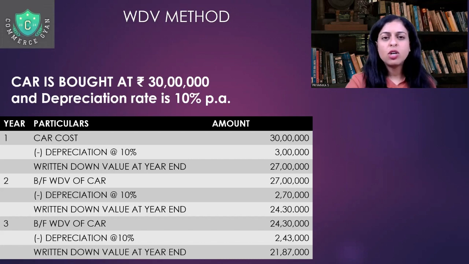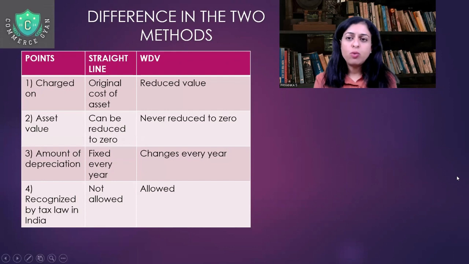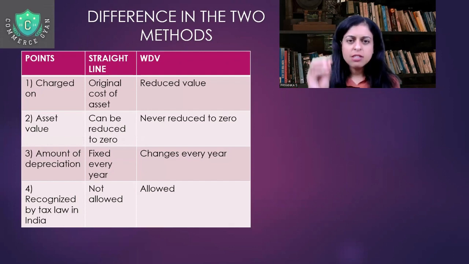Now if we take into consideration a comparative study of these two methods, first of all, on what value are we charging? Straight line is on the original cost, isn't it? 30 lakhs minus the scrap value divided by the number of years. So original cost is considered, and every year on that same value we calculate the depreciation. Whereas in the written down value method, what is happening? Every year there is a reduction in the value of that asset, and on that reduced value you are charging the depreciation again.